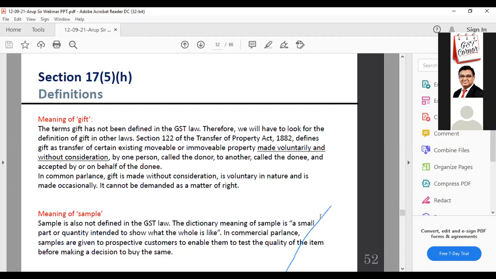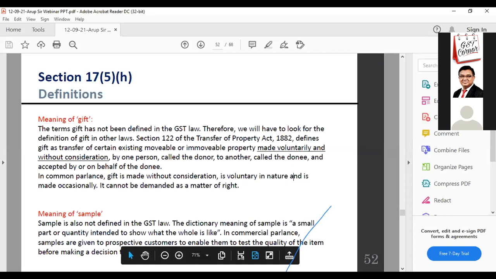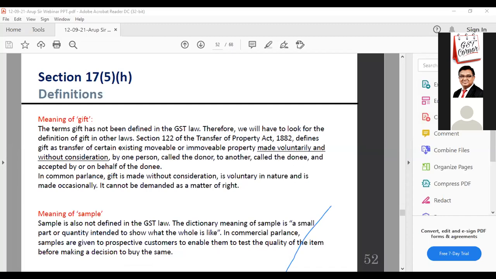Right? So what is the meaning of the term sample? That has also not been defined. The dictionary meaning of sample is a small part or a quantity intended to show what the whole is like. So when I'm doing export of service and I need to give a sample to their local indenter, I'm showing that sample and giving the sample piece to the local indenter. In that case also ITC should not be disallowed, because this is a thing that I'm giving to the buyer so that he can take a decision as to whether he would buy it for his main principal or not. Okay, now going to the next slide.